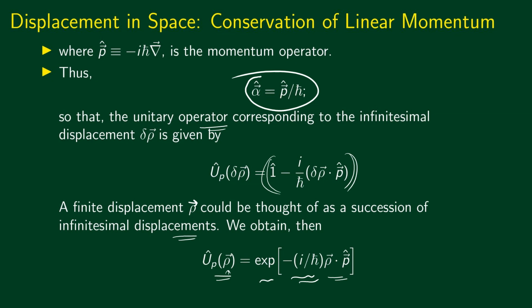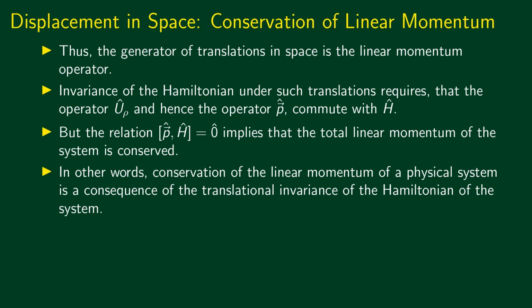If you don't remember how we go from here to here, please refer to the first chapter where we discussed the translation operator. So, the generator of translations in space is the linear momentum operator. And the unitary operator corresponding to translations we obtained as U hat P of rho vector is equal to exponential of minus i divided by h bar, rho vector dot p vector hat, where p vector hat is the momentum operator.